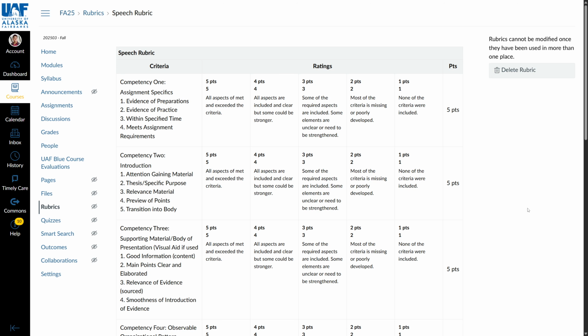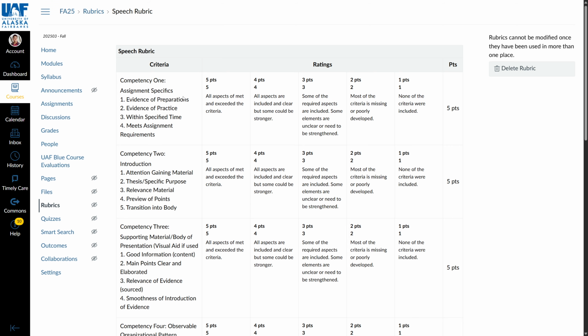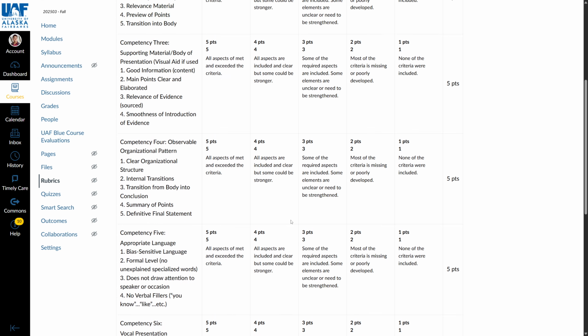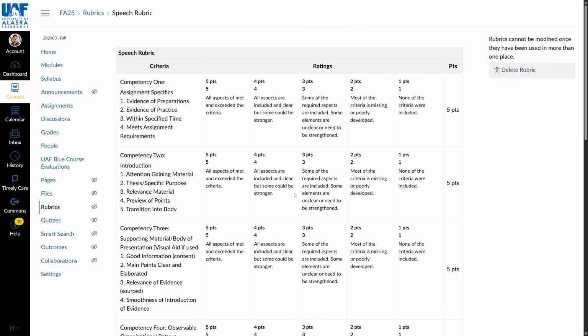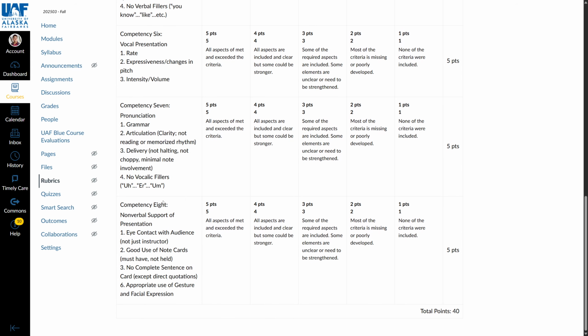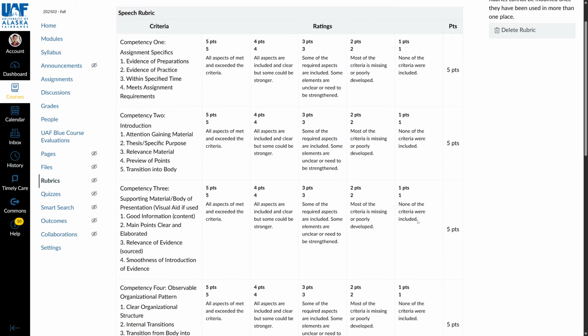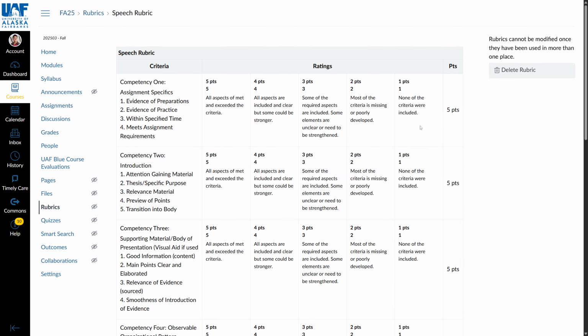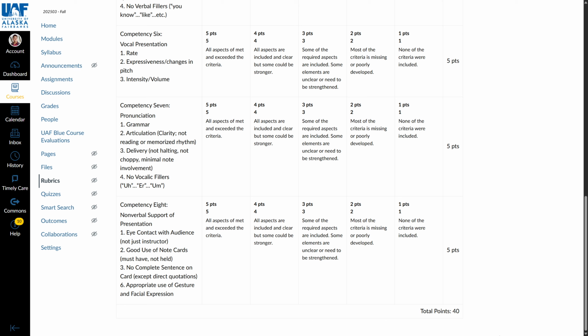Wanted to talk really quick about the speech rubric. So this right here is the grading rubric for all of your speeches. You can find this attached to each of the assignments. But basically this is how you are scored for all of your speeches. There are 8 competencies, each with 1 to 5 points that you can be scored for. And it should total up to 40 points.